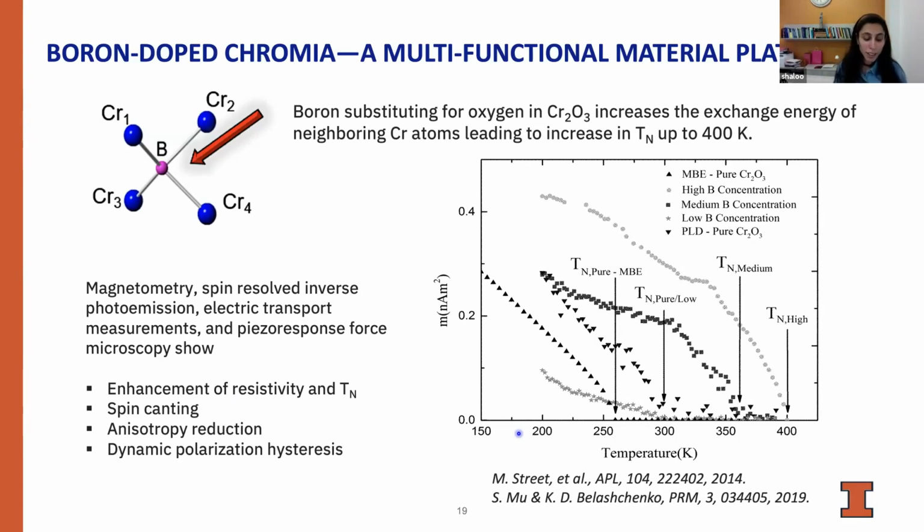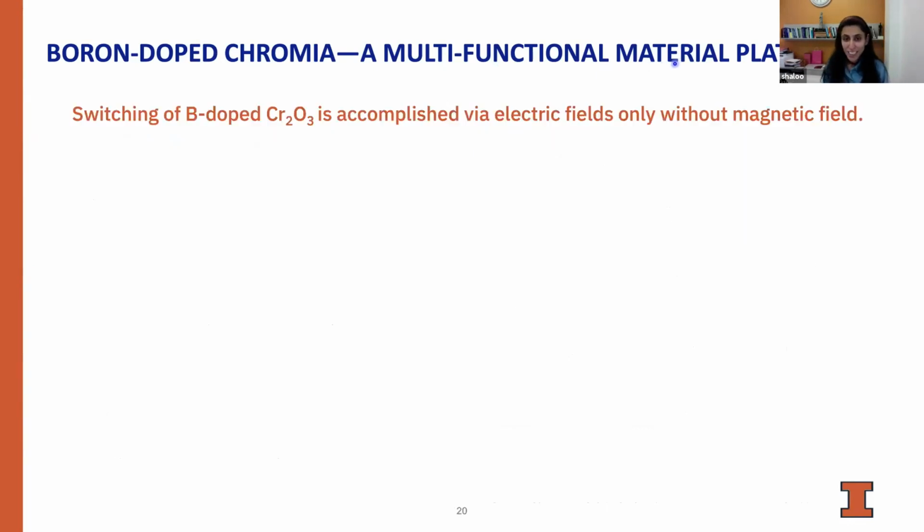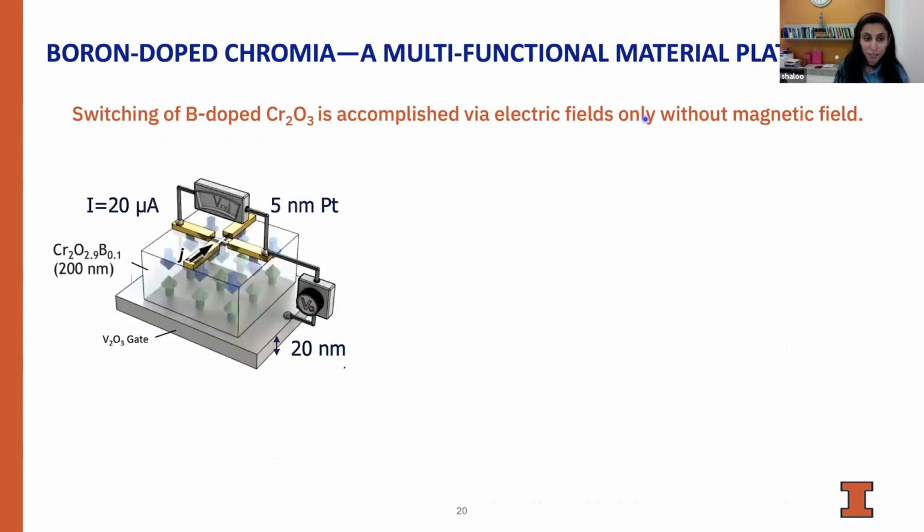But interestingly, they also found that the application of an electric field created a transient polarization and piezoelectricity. Essentially, after doing this boron doping, they thought that it was a new multifunctional material platform, which is very exciting. And the unique thing about this platform was that they could switch the boundary magnetization only with the help of electric fields, without applying any magnetic fields.